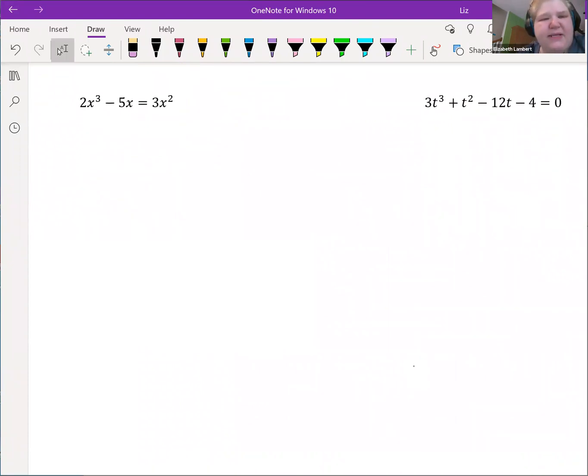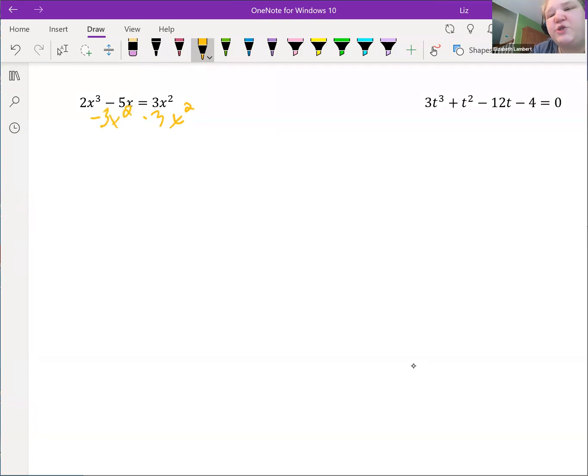All right, now we got this ugly mess. 2x cubed minus 5x equals 3x squared. So we now have a cubic. Don't tell me we have to use cubes. Sum or difference of cubes. No. Notice, what do they all have in common? An x. So we're going to move the 3x squared over.